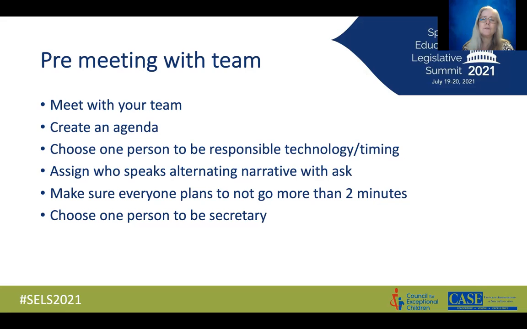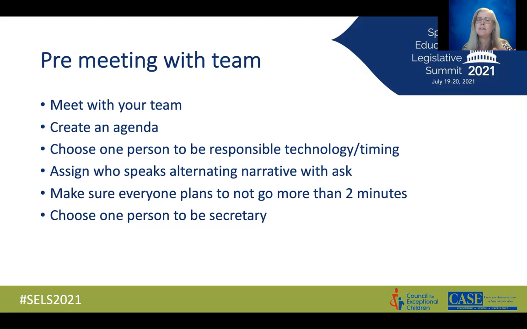You're going to choose one person to be responsible for the technology and timing. You're lucky if you get half an hour. It could be 20 minutes. You need to be careful with the speaking time that everyone has, because you need to have that window open at the end to really build that relationship. You're going to assign who speaks, maybe alternating the narrative and the asks.